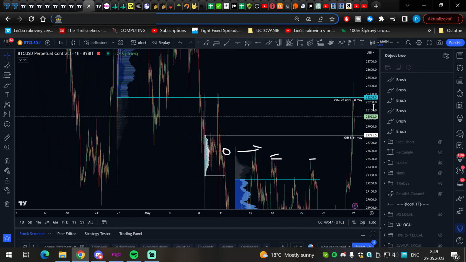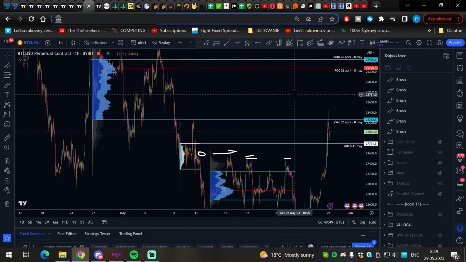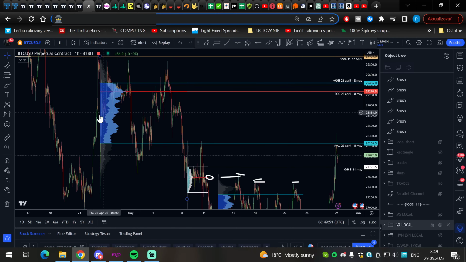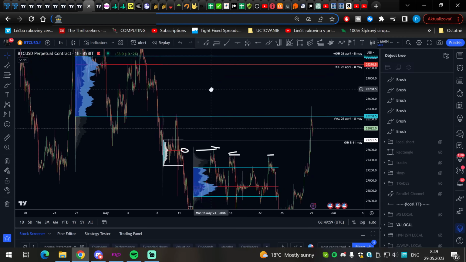So what do you need to do? You just need to zoom out, right? And what do you have here? Look at here. You have another pretty important range which was lasting from the 26th of April till the 7th of May.